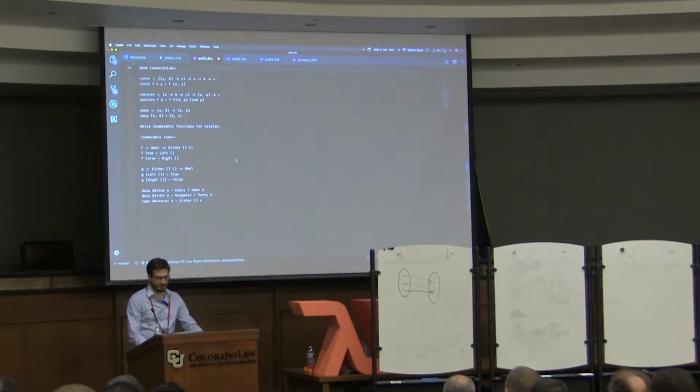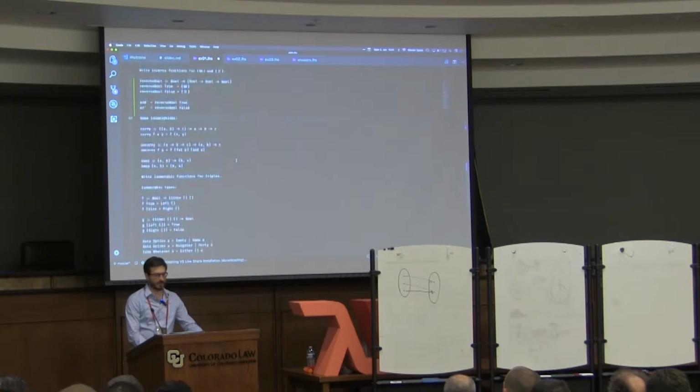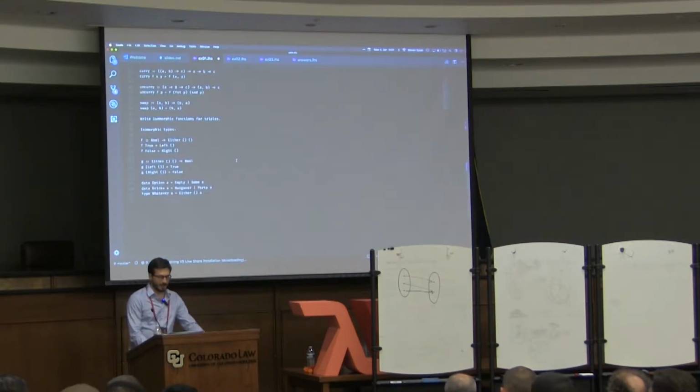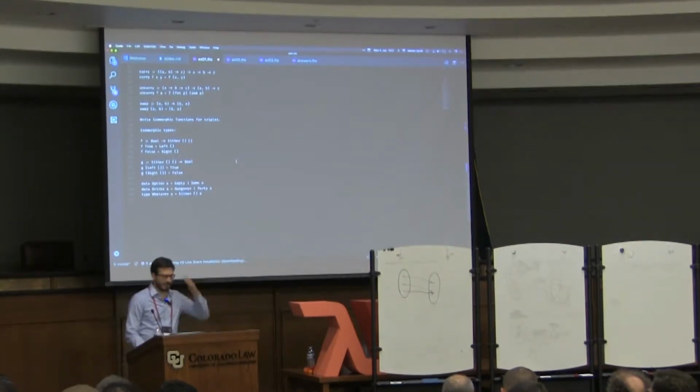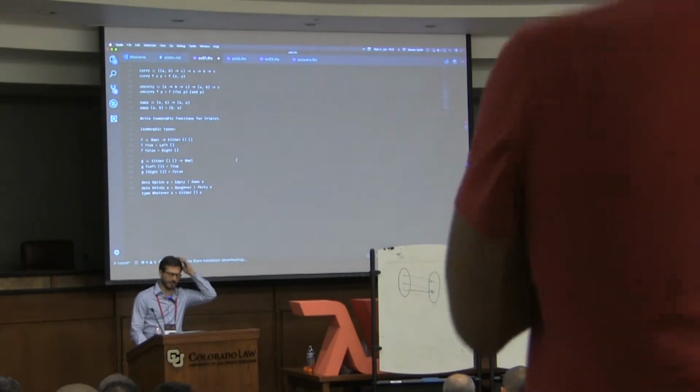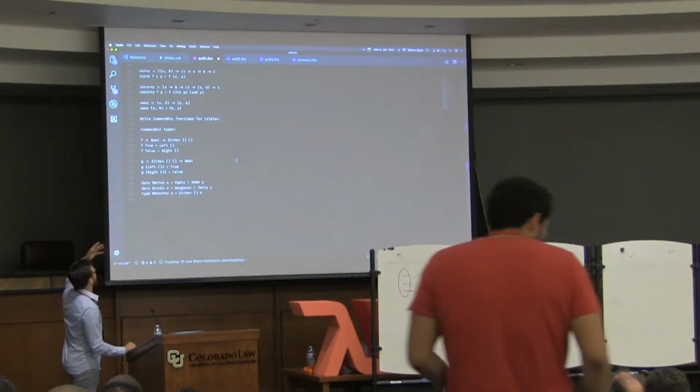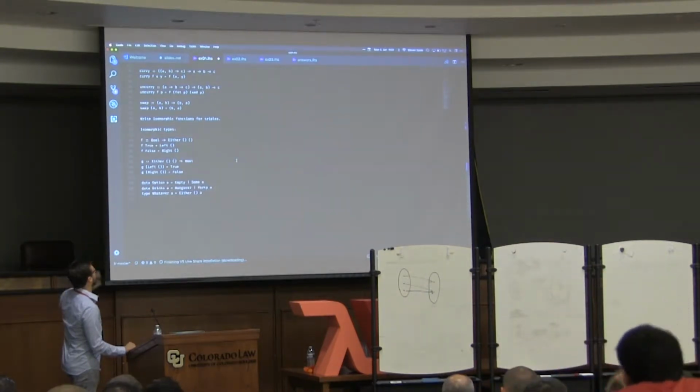Moving on. The original one is surjective but not injective. So I have some more examples here of isomorphisms as functions. If you're familiar with Haskell, then you know curry and uncurry. These are isomorphisms that you can go back and forth between.